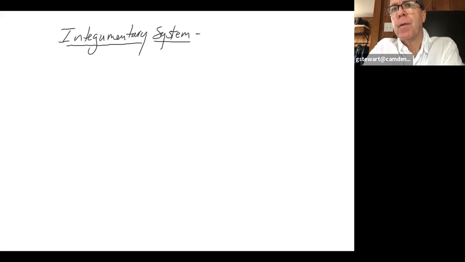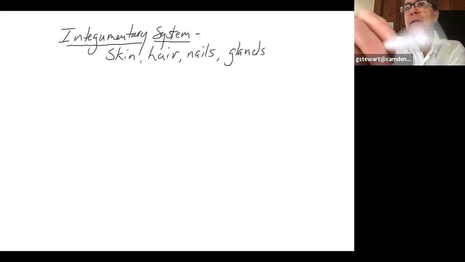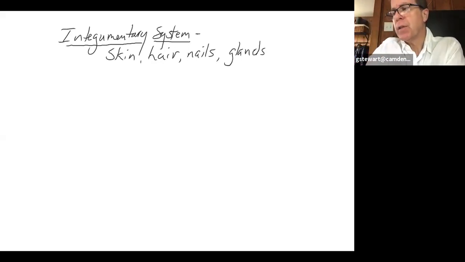Integumentary system. Everybody thinks of the skin, but it also includes hair, nails, and some glands of the skin. Not all glands in the body are part of this, but like sweat glands and sebaceous glands. So there's the constituents that make up the integumentary system.